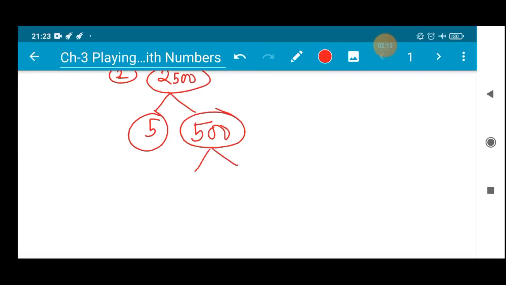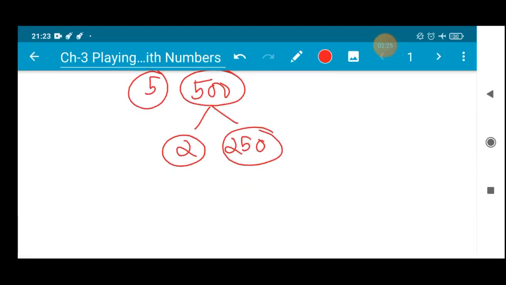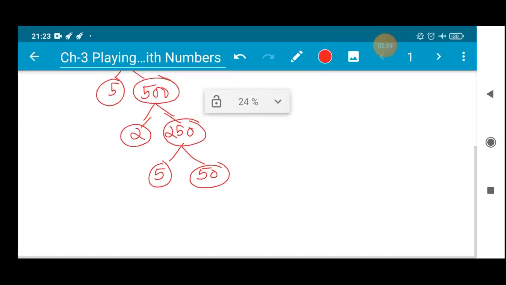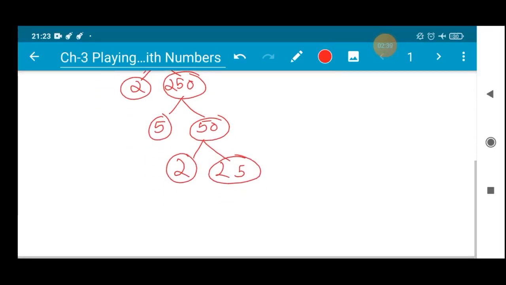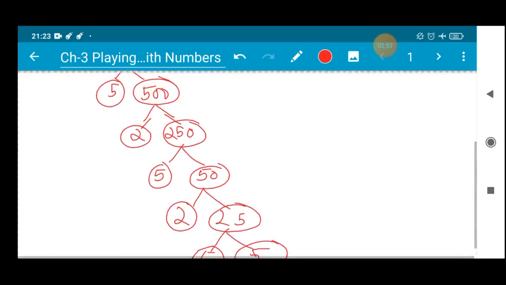Now 5 is a prime number, it's okay, but 500 is not a prime number, so we have to factor it in prime form. So 2 into 250, since 250 into 2 is 500. Next 5 into 50 is 250. Next I can break it as 2 into 25, and 5 fives are 25. Now all the numbers are in prime form, right?